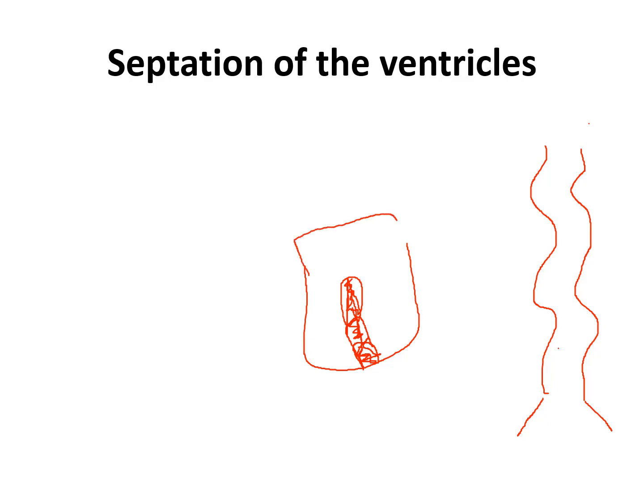If we complete this, this is the endocardial cushion, and this septum is growing up. When it reaches this part, this septum will stop here, the thick muscular septum. So this part will remain as an opening, and the blood can go from here to this part.